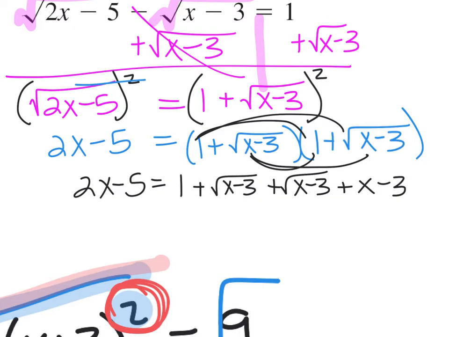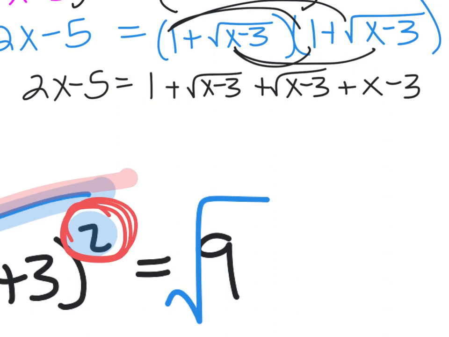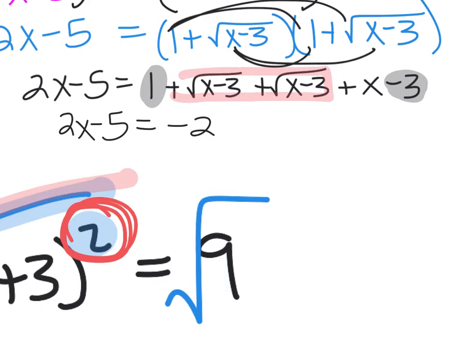Now let's combine some terms here. So we've got 2x minus 5 equals, and now I can combine the 1 and the minus 3, so that's negative 2. And then we can combine the roots. Those are the same, and there are 2 of them, so it would be plus 2 root x minus 3. And then we've got this plus x. That's just going to stay.